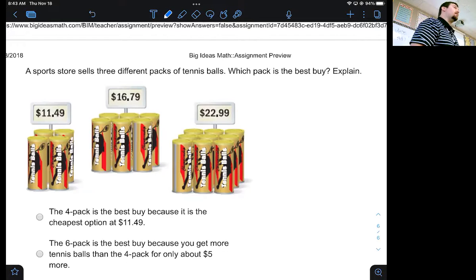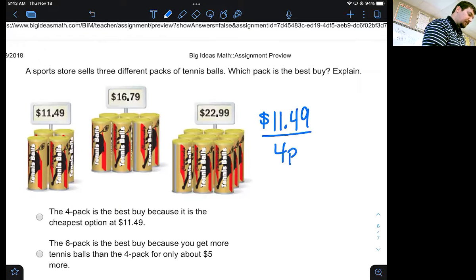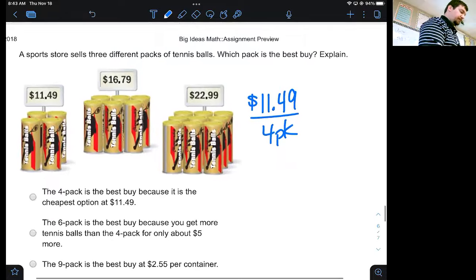I'm going to do the same thing here. So I'm going to pay $11.49. But how many packs of tennis balls do I get? 4 packs of tennis balls. Okay. Branson, I want you to find the unit rate on that.